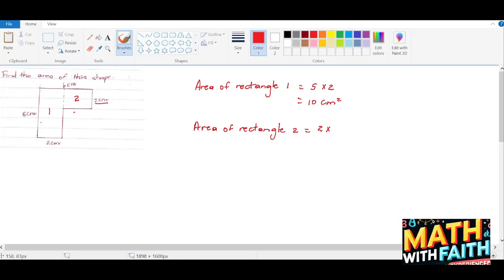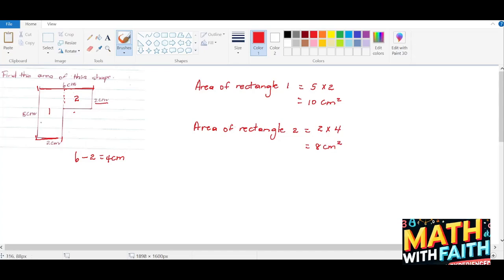Because if this entire length here is 6 centimeters, and this piece that I'm cutting out from it via this dotted line is 2 centimeters, therefore the length of the remaining piece will be 6 minus 2, which is 4 centimeters. So the breadth of rectangle 2 is 4 centimeters, and 4 twos are 8. So the area of rectangle 2 is 8 centimeters squared.